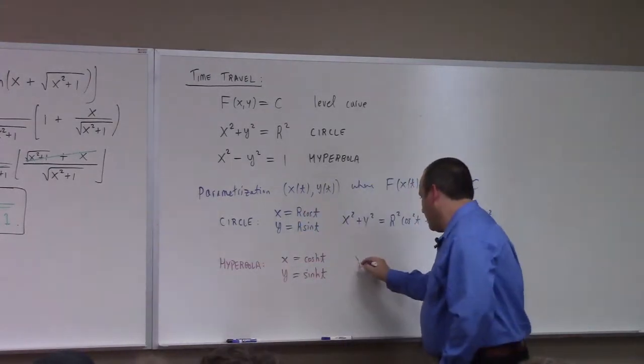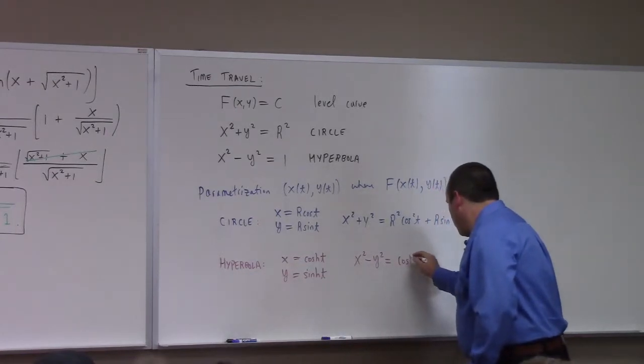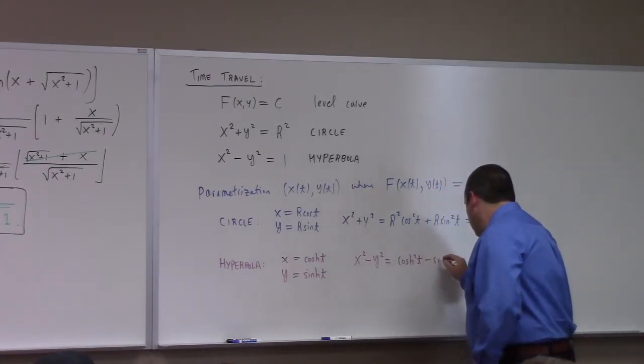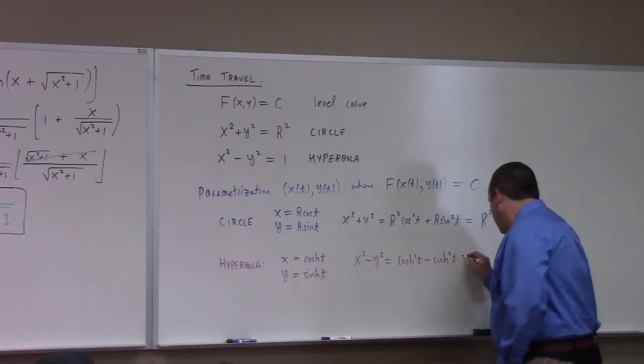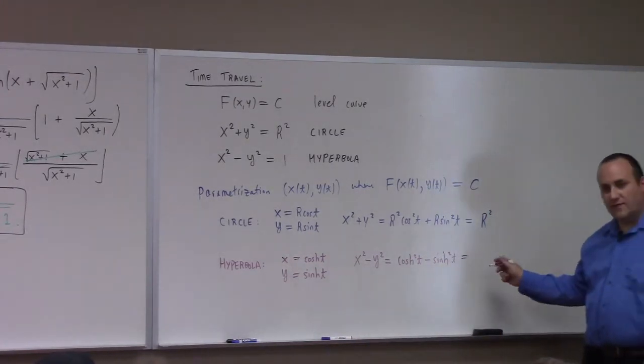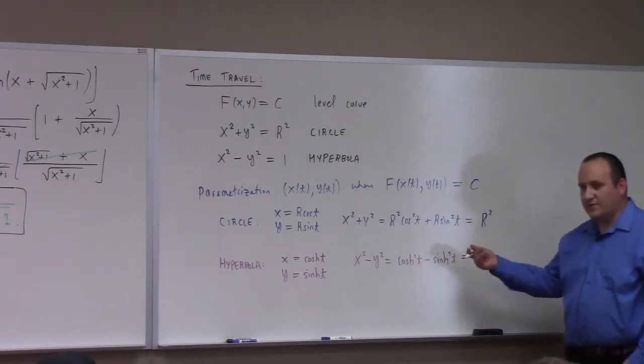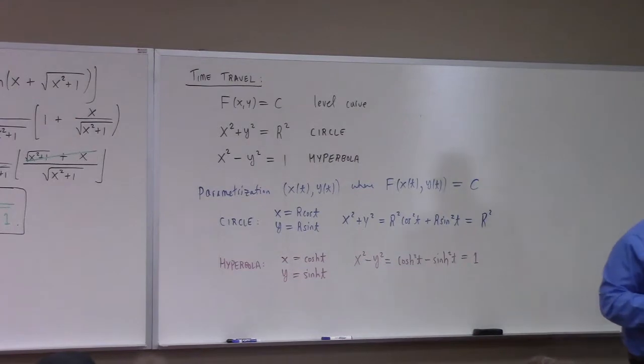Let's try it out. x squared minus y squared is equal to cosh squared t minus sinh squared t, which is, as we proved the other day, 1. So the hyperbolic sine and cosine parameterize hyperbolas. That's one reason they're called hyperbolic sine and hyperbolic cosine. They play the same role for hyperbolas that sine and cosine do for circles. So this is one good reason.